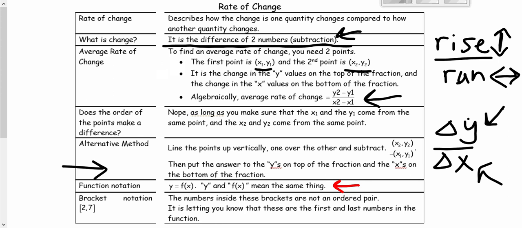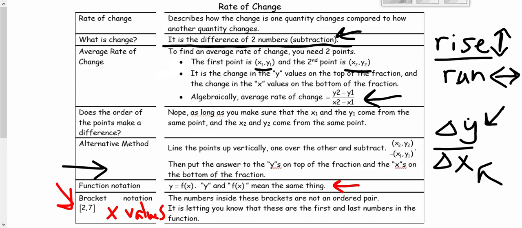Also, you're going to start seeing bracket notation and interval notation. Today, when we're talking about rate of change, this is bracket notation. This is not an ordered pair. It's very different from when you see an ordered pair. All this is letting you know is this is the first and the last number in your function. So these are both x values or input values. Okay? So very important to notice the difference.